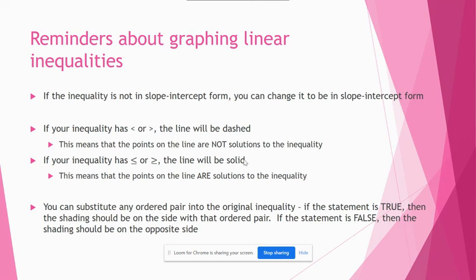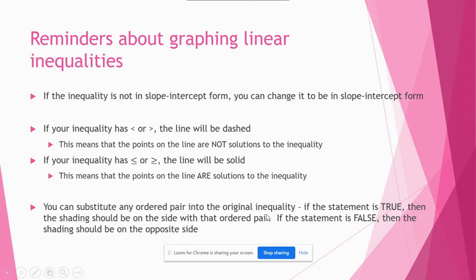Another reminder is that when you're choosing where you're shading, we showed in the video that you can pick an ordered pair and substitute it into the inequality. If you get that the statement is true, then you're shading on that side that has the ordered pair, and everything that you're shading is a solution to your inequality. If you ever got that the statement was false, then you have to shade on the opposite side.